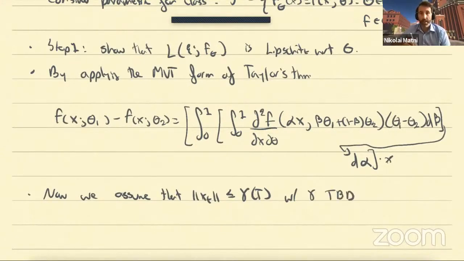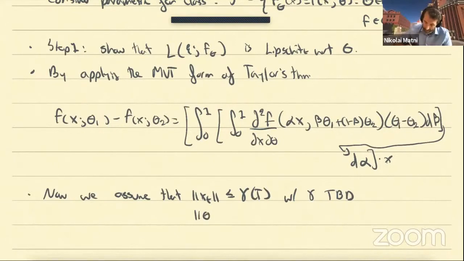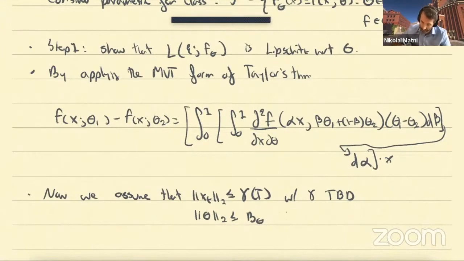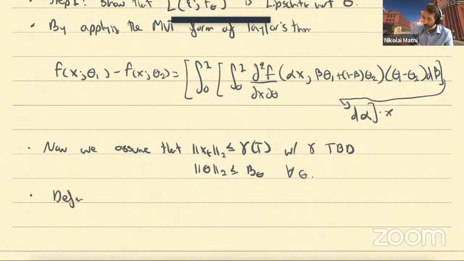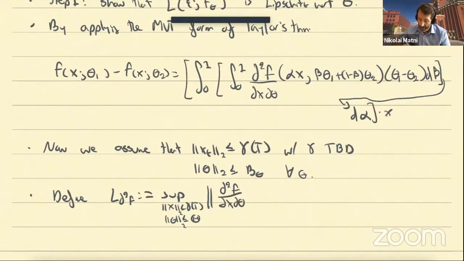This is going to depend on the underlying stability properties of my system. And now, of course, we also have that theta is less than or equal to b theta for all theta. So we can define the following constant, which will be the supremum over all x that we'll see and all theta that we'll see of the operator norm of the output of this 2 tensor, right?